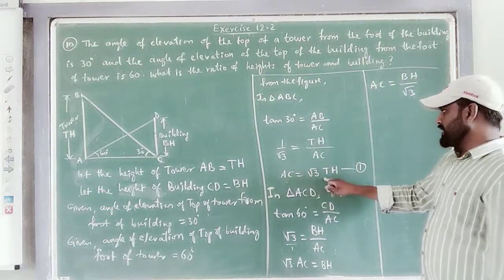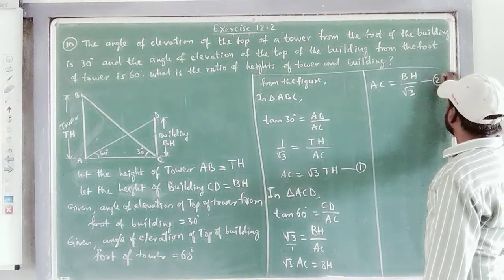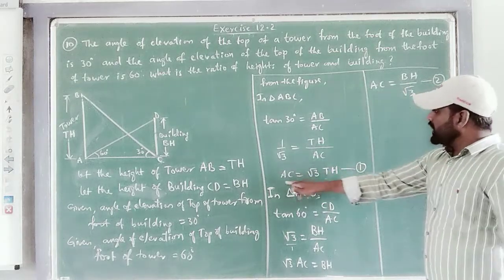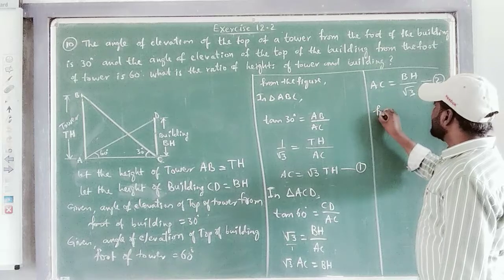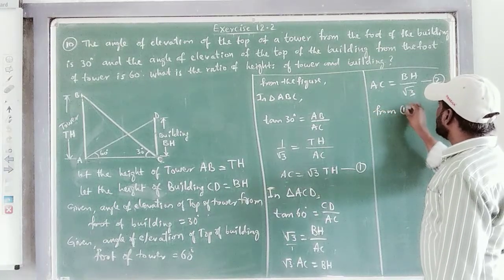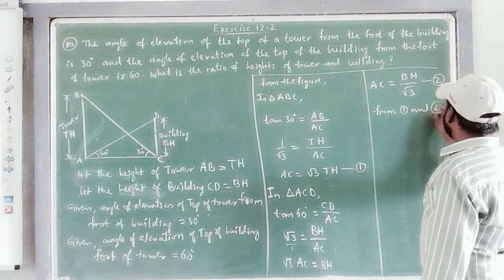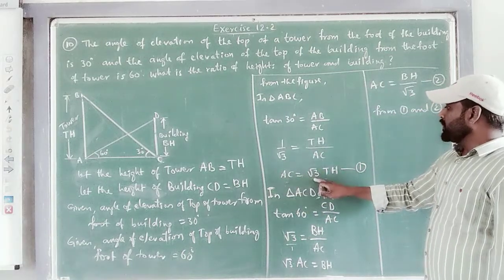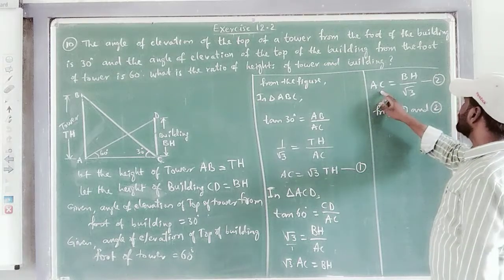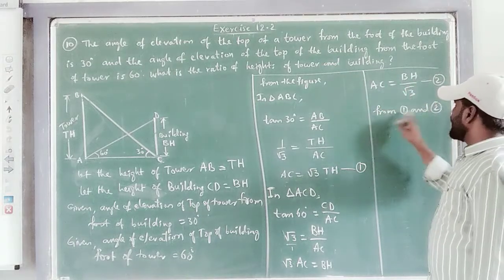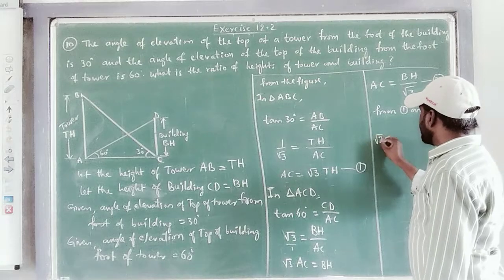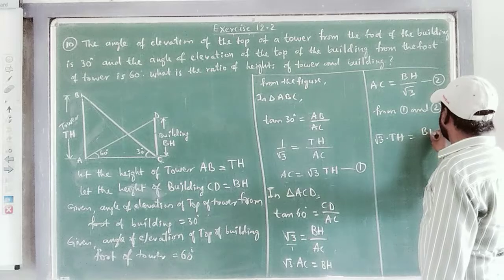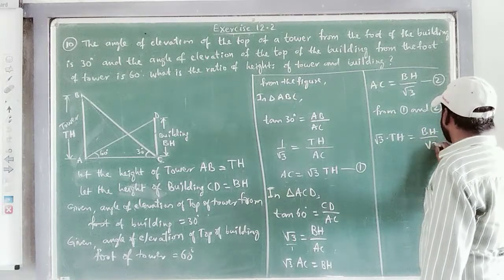So here also we got the AC value. This is equation 1. This is equation 2. Both the times, equation 1 and equation 2, the left hand side is AC. So from 1 and 2 we can equalize the two equations. Why? Because left hand side here AC, here AC. AC is equal to root 3 into TH. Here AC is equal to BH by root 3. So from 1 and 2, we can write root 3 into TH is equal to BH by root 3.